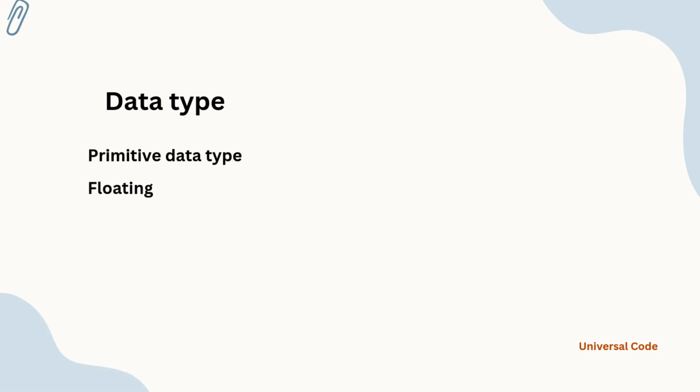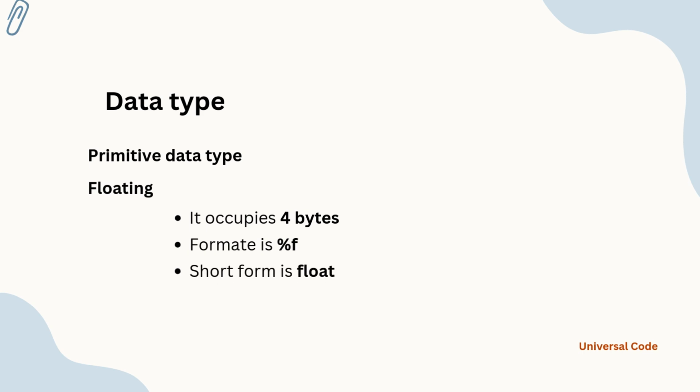Floating. Floating values are nothing but values that lie between 2 integers. It occupies 4 bytes. Format is %f. Short form is float. For long values we use double. Format is %lf. It occupies 8 bytes of memory.